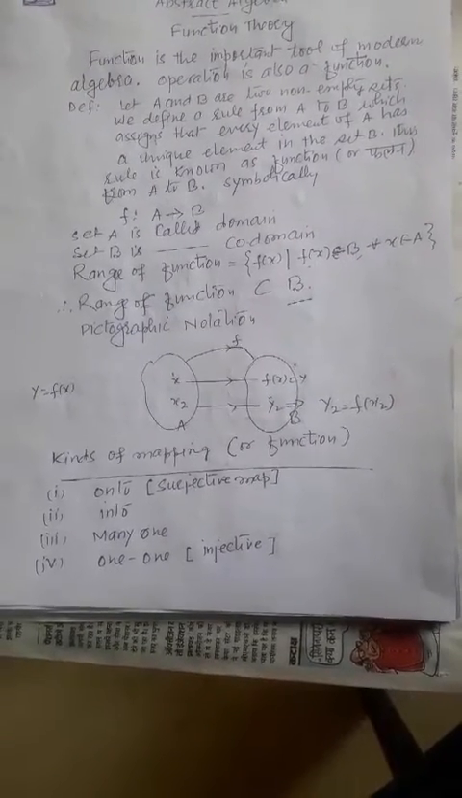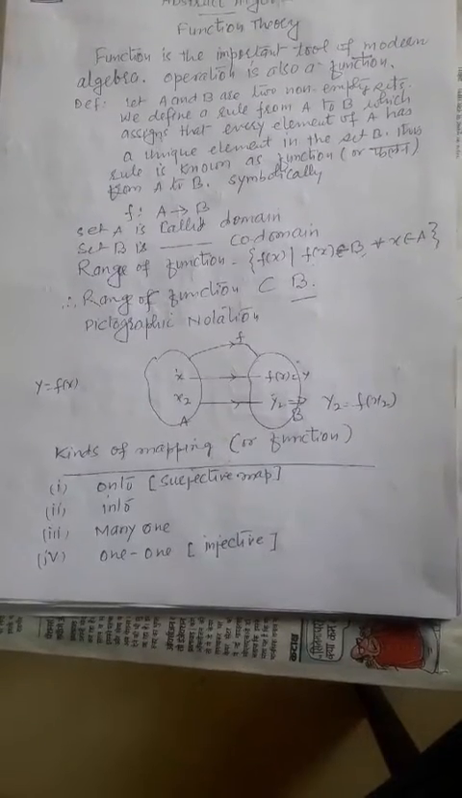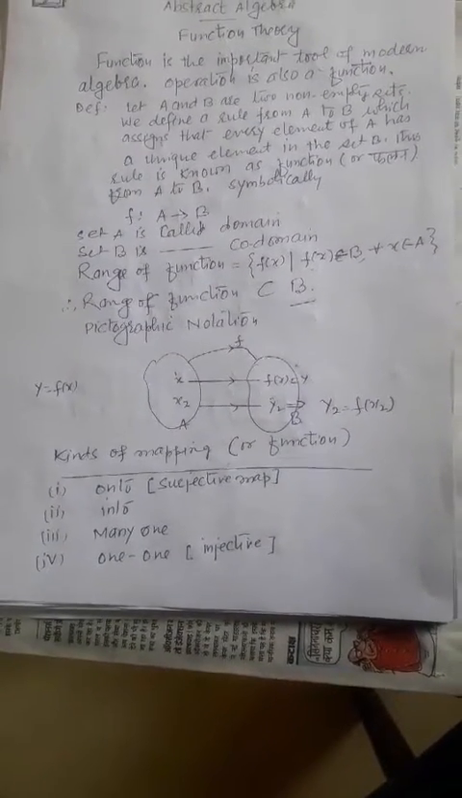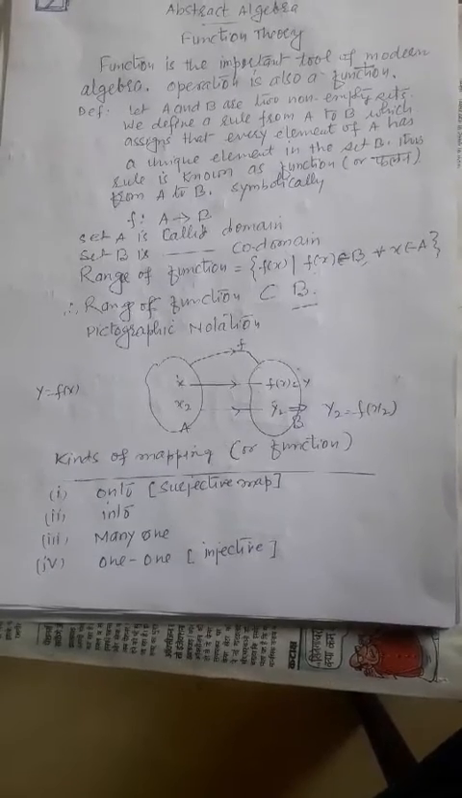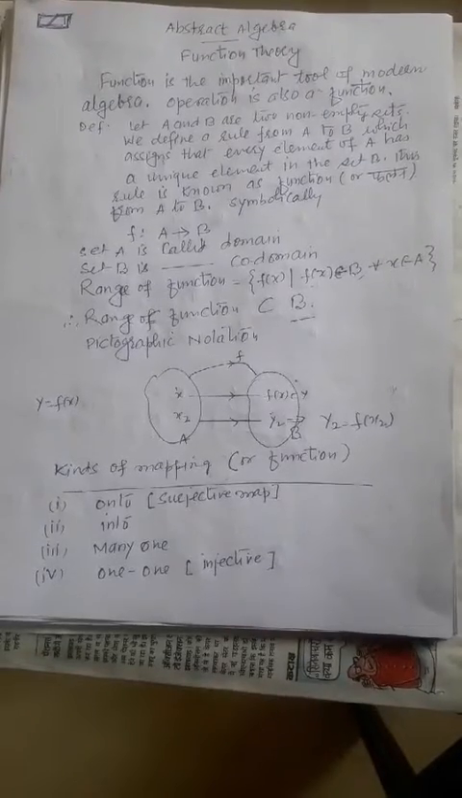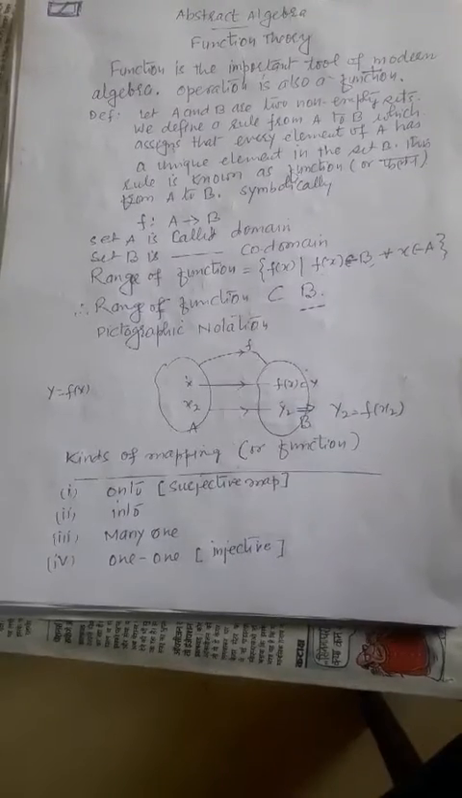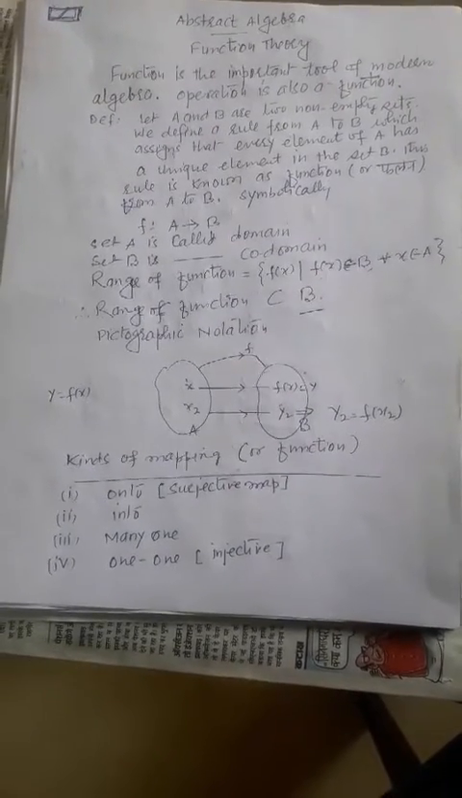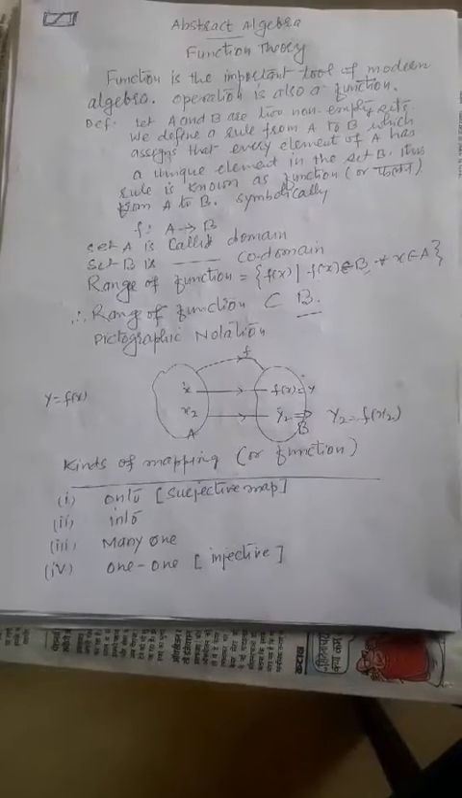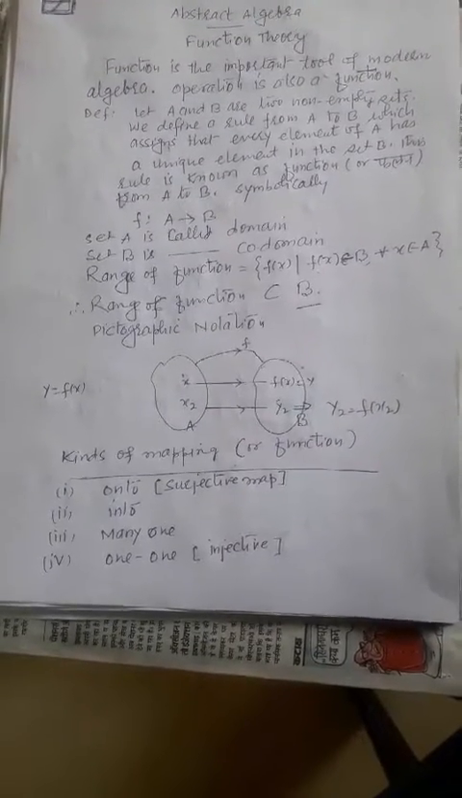Set A is called the domain of the function and set B is called the codomain of the function. Now, what is range? Because it plays a great role in modern algebra. The range of the function is nothing more than the set of images of the elements of A. The set formed by the images of all elements of set A is called the range of the function f. When the function is onto, then the range of the function is just equal to the codomain.